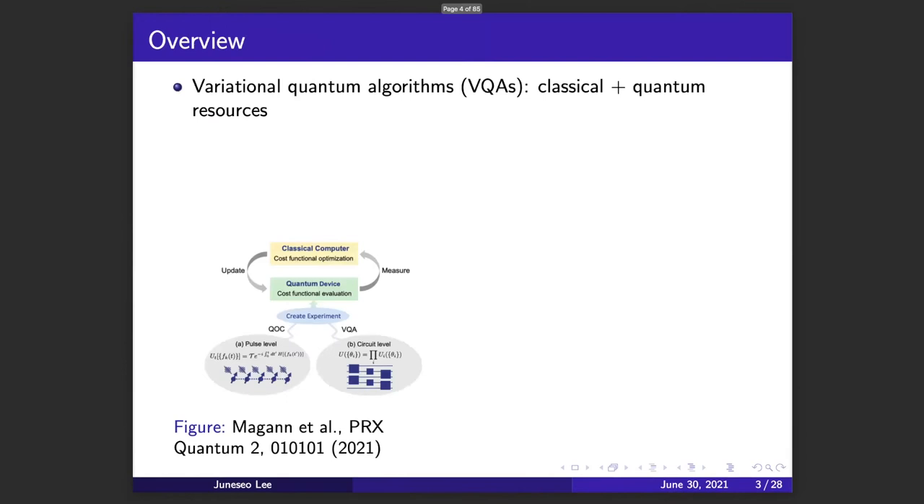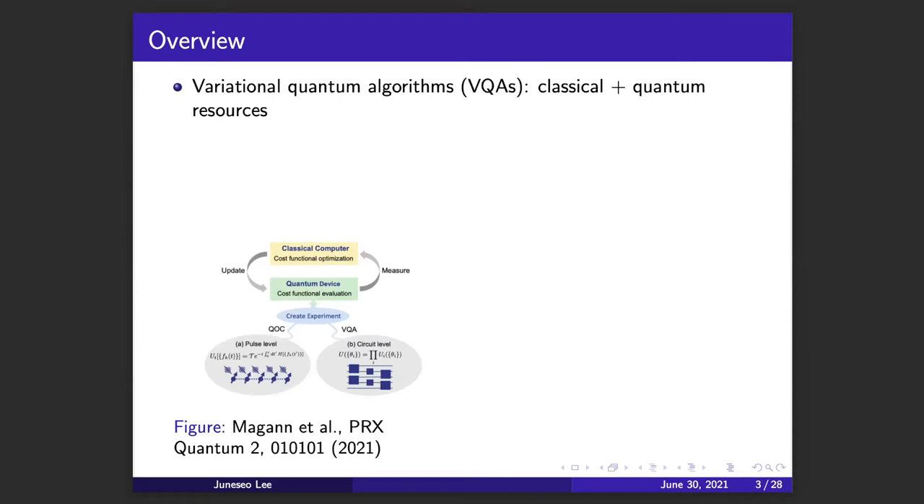Now, the broad topic that I'll be talking about is variational quantum algorithms, or VQAs, and specifically, their use in solving the combinatorial optimization problem called MaxCut. In general, VQAs are also called hybrid quantum-classical algorithms because they use both classical and quantum resources to minimize a given cost function, similarly as in the setting of quantum optimal control.